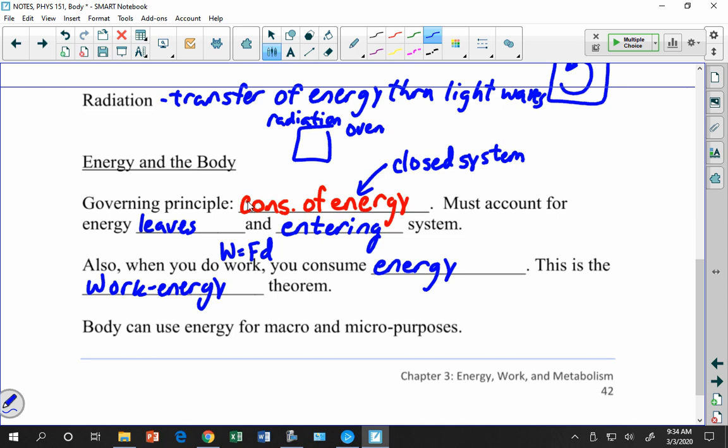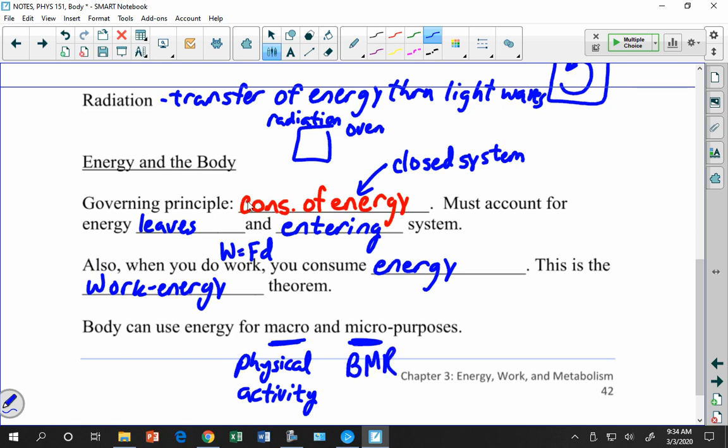And you can do this for both macro and micro purposes. So macro would be like physical activity, like exercise, or just life, walking around, doing things that you do. And then micro purposes would be the things that go on inside of your body. And we'll sort of clump all of those things together with the BMR.